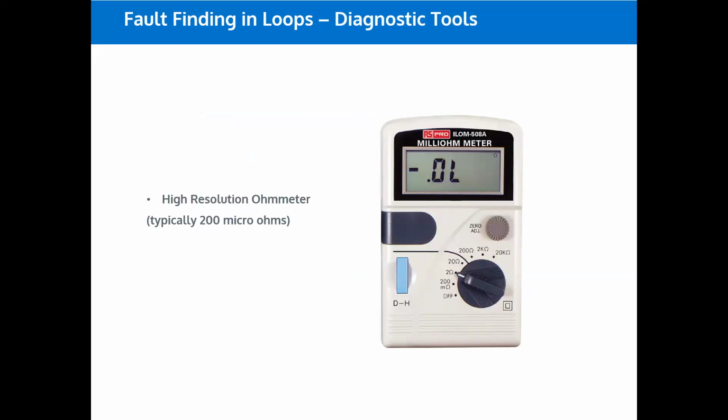Regarding diagnostic tools, I've only mentioned two pieces of equipment here that are quite useful to have in your tool bag on site. The first one is a high resolution ohmmeter. It has a resolution of about 200 microohms, which means it can measure very, very small differences in resistance. And we'll show you why that's important for finding the location of a fault.